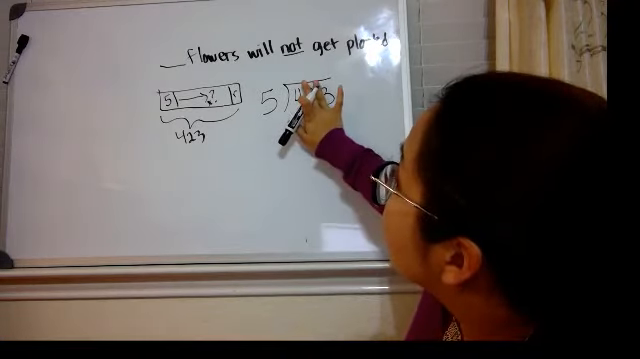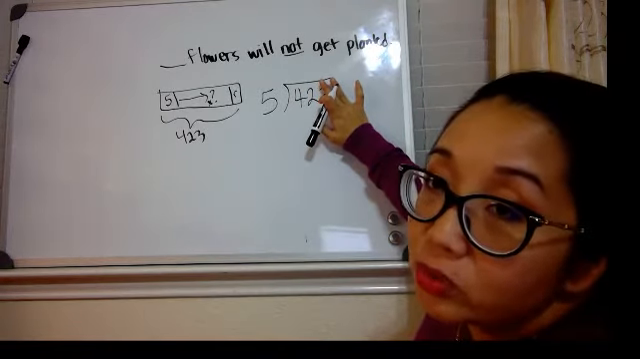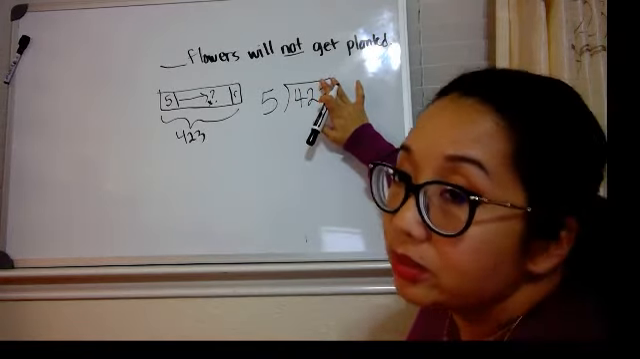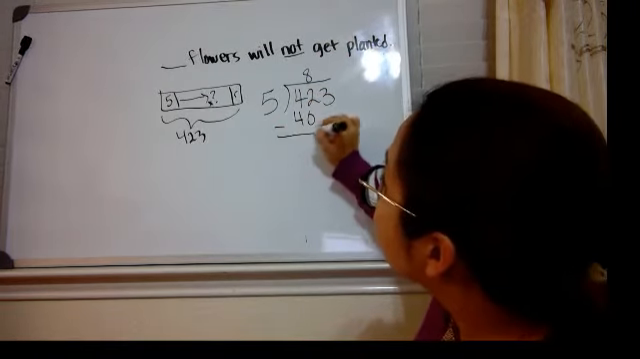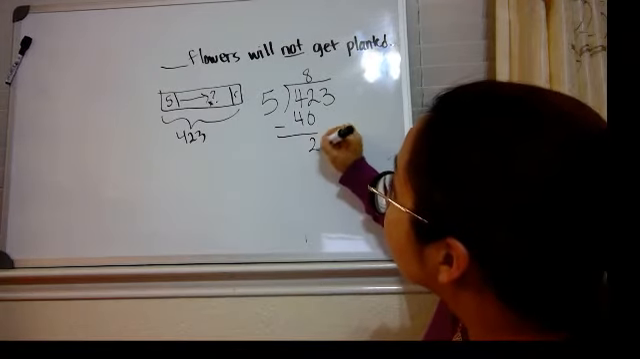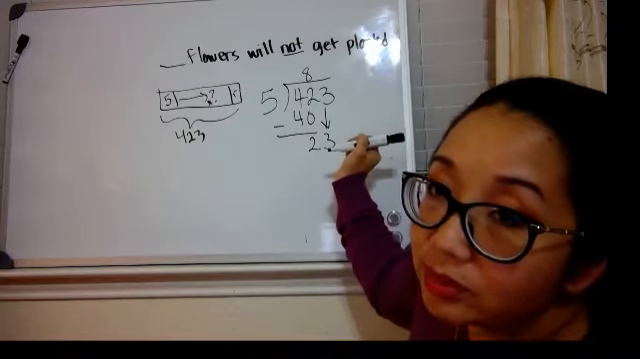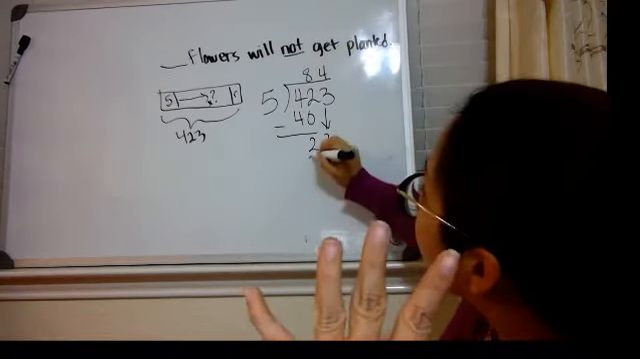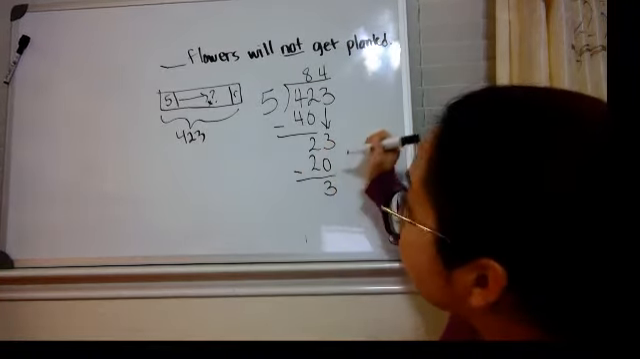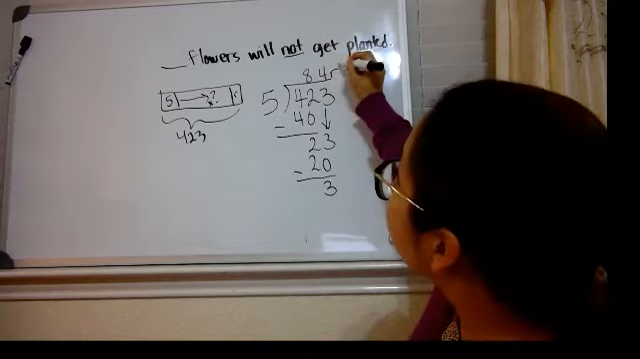5 is more than 4, so I'm just going to regroup and go back to the tens. 5 goes into 42 how many times? 5, 10, 15, 20, 25, 30, 35, 40. That's 8. 5 times 8 is 40. Subtract. 42 minus 40, 2. Bring down the 3. 5 goes into 23 how many times? 5, 10, 15, 20. Okay, it goes in 4 times. This 4 is 20. Subtract, and I have 3. I don't have anything left to bring down, so my remainder is 3.